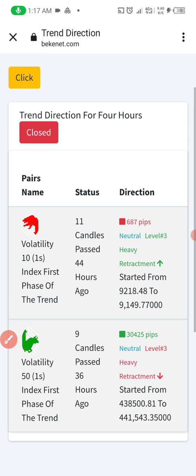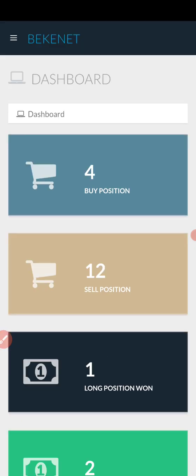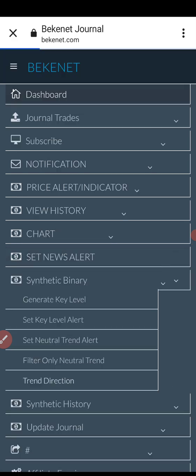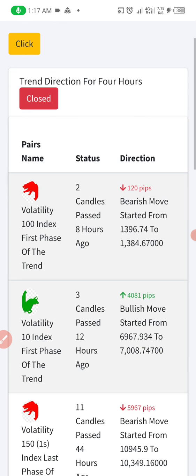So the same principle is followed with all of them. This is not rocket science, it's pretty simple. The same principle followed with all: the trend direction, the same pattern, the same thing.